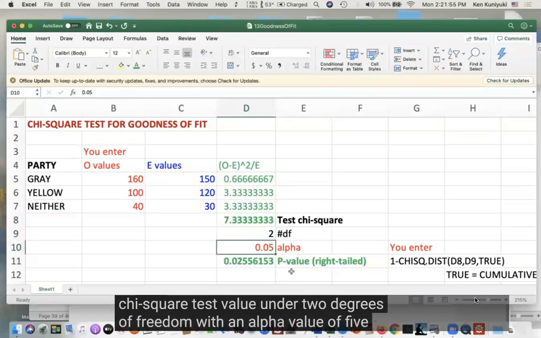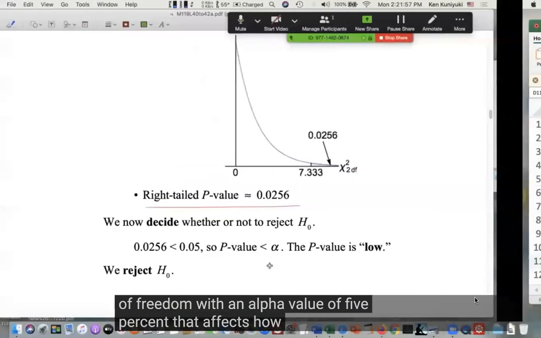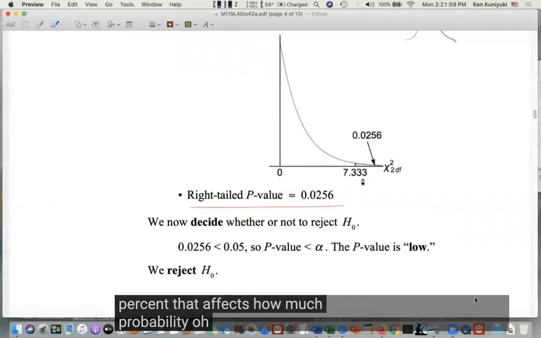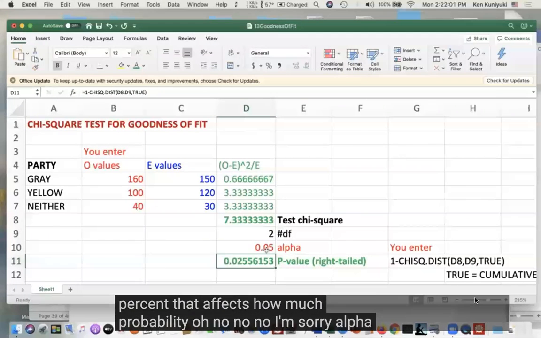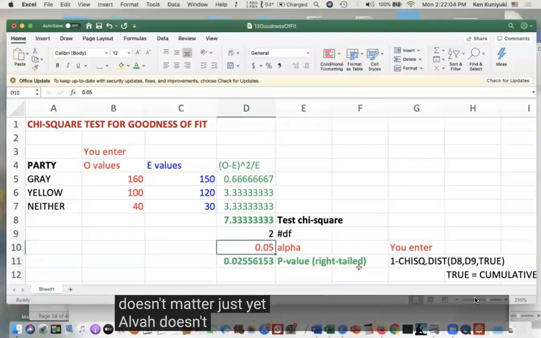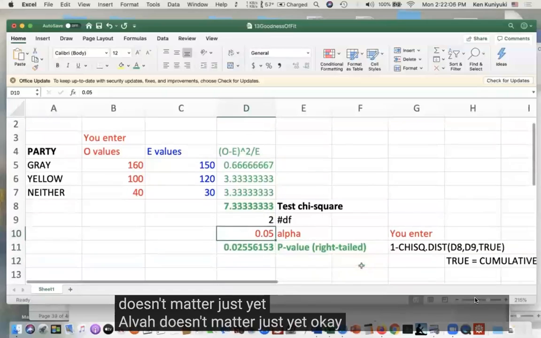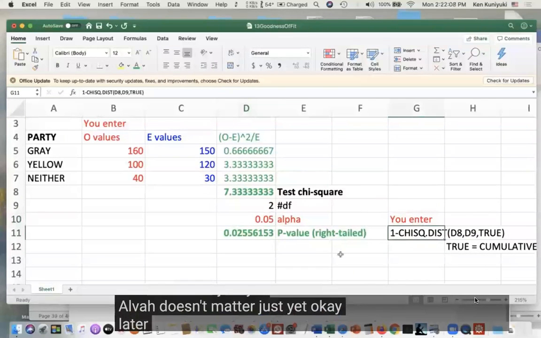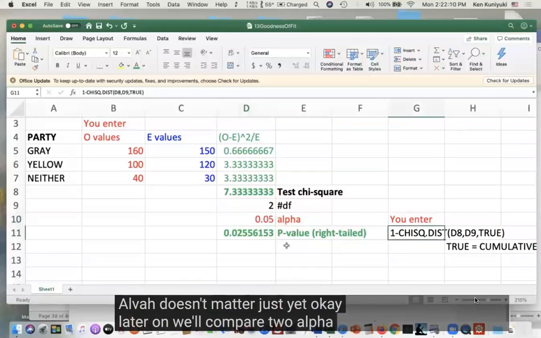With an alpha value of 5%, that affects how much probability. Oh, no, I'm sorry. Alpha doesn't matter just yet. Later on, we'll compare to alpha.